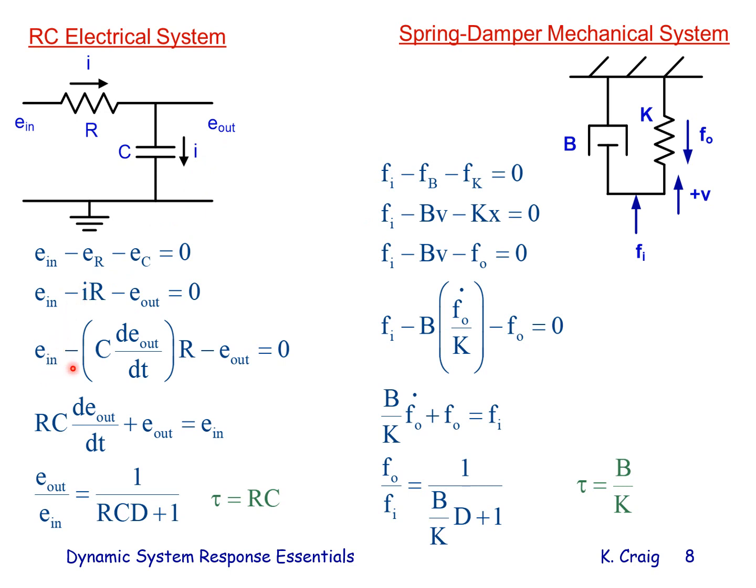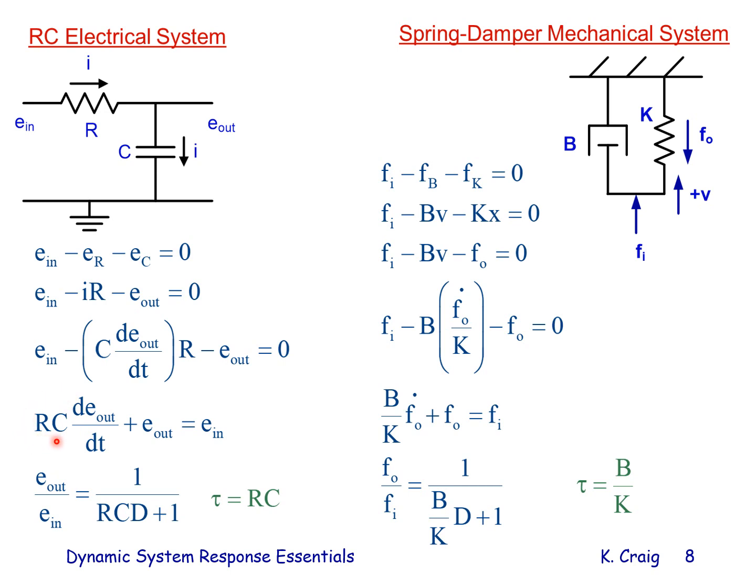Next step, E in minus, in place of I, because the current I goes through the resistor, but then it goes through the capacitor. Using the constitutive equation for a capacitor, the current through the capacitor is equal to C times the time rate of change of the voltage across the capacitor. So for I put in C dE out dt times R, minus E out. I rearrange, and I get this first order ordinary differential equation with constant coefficients.